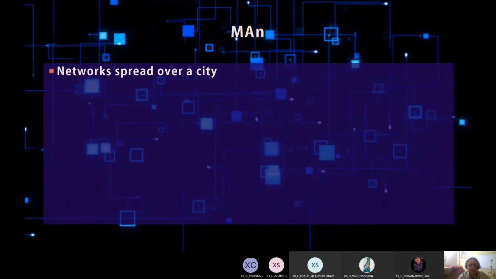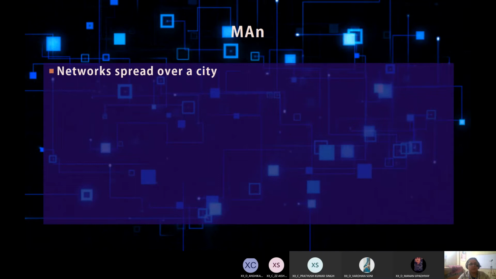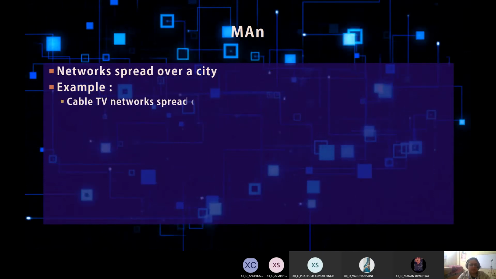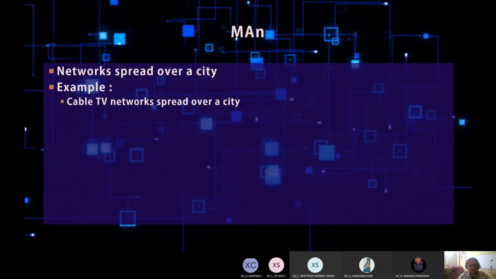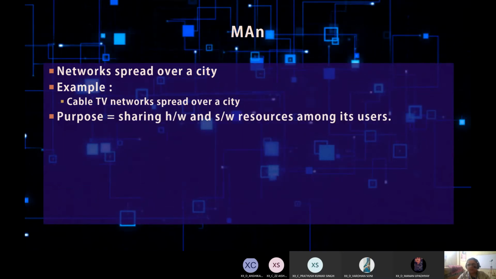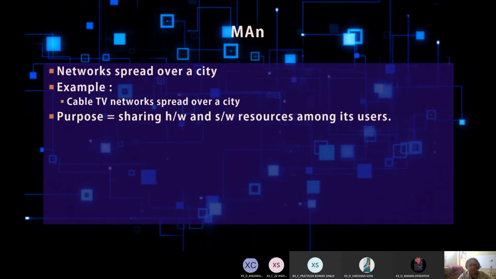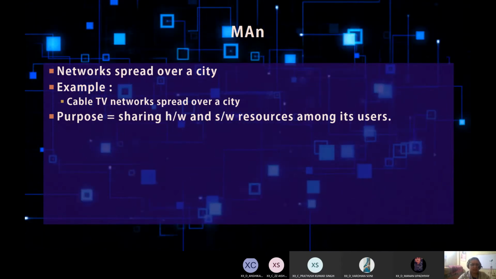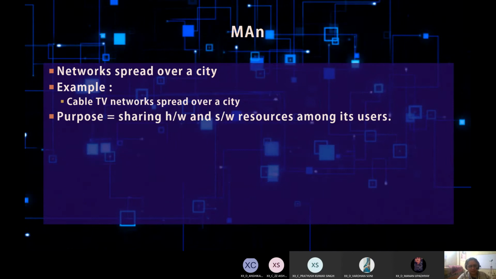Next we see MAN, that is a network spread over the periphery of a city. For example, a cable TV network spread over a city, like Hathway cable, or when we had that city cable. It was confined to a particular city only, and that service was not available in any other city.